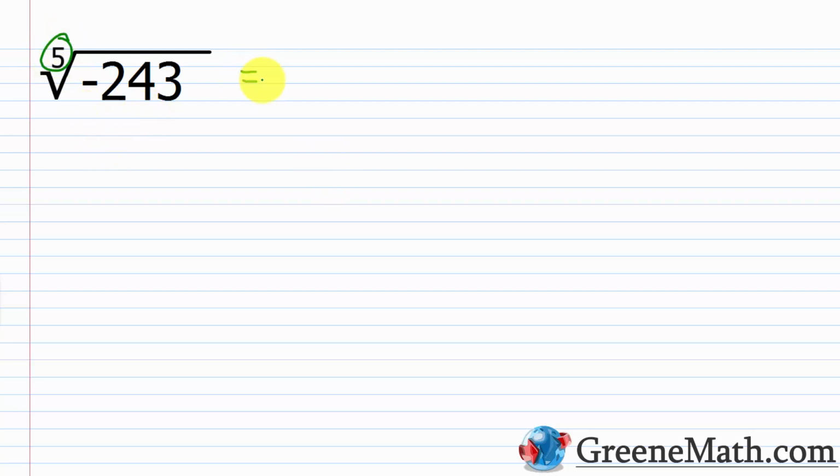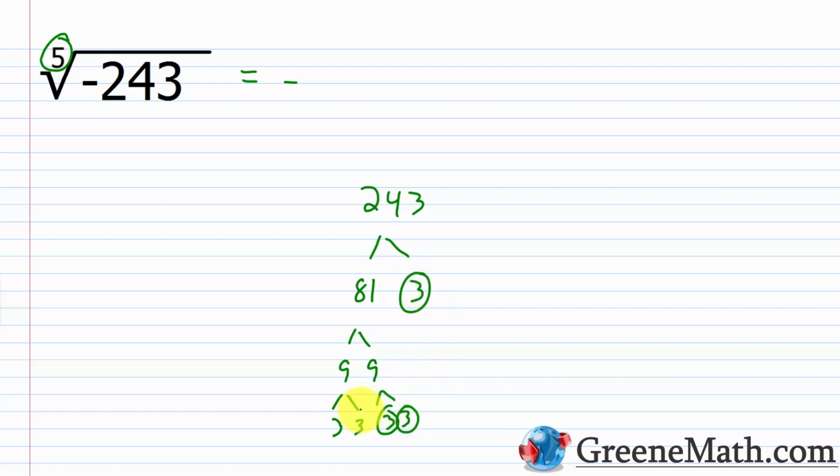So think about the fact that this will be negative, and to factor 243, you've got 81 times 3, you've got 9 times 9, and this is 3 times 3. All right, and this is 3 times 3. So you've got 1, 2, 3, 4, 5 factors of 3. 243 is 3 to the fifth power, right? So the fifth root of negative 243 is negative 3.